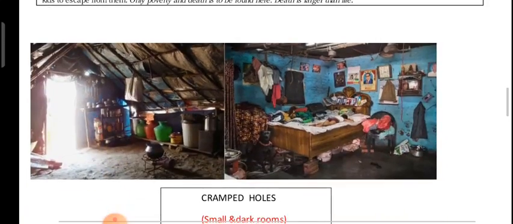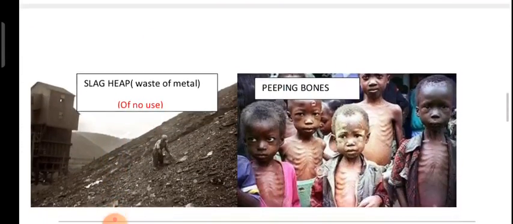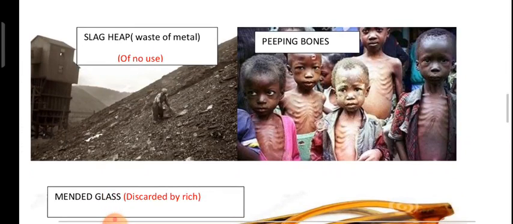Let me show you some more pictures of slum area. So dear students, as you can see on your screen, this way they live. This is their house. A cramped hole means small and dark rooms, that is, narrow holes. Slag heap, waste of metal of no use. Here, peeping bones. You can see in the picture, dear students, how the children of slum area look like.